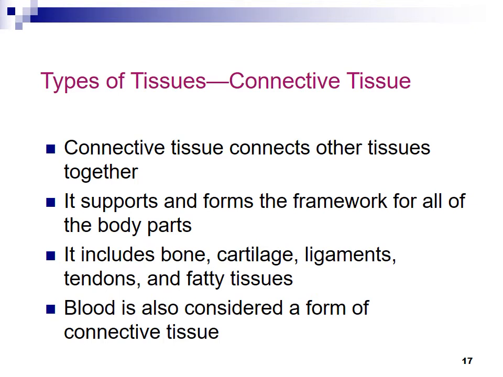Our connective tissue, these are other tissues that kind of support the epithelial tissues. This forms our framework, and we include in our connective tissue bones, cartilage, ligaments, tendons, and fatty tissue. We also consider blood a form of connective tissue because it really does kind of connect the whole body together.